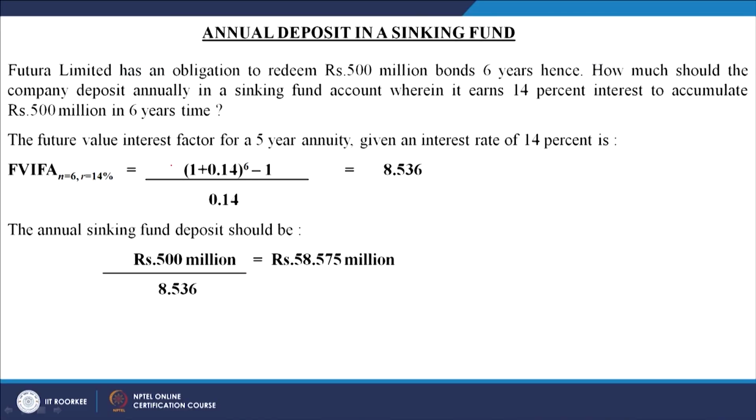So we apply the same concept of the future value of an annuity, because we want to find out the same amount to be deposited every year in the sinking fund account. If you apply here the future value interest factor for an annuity, given an interest rate of 14%, you can calculate it. So when we are making the investment here, what is the total period?